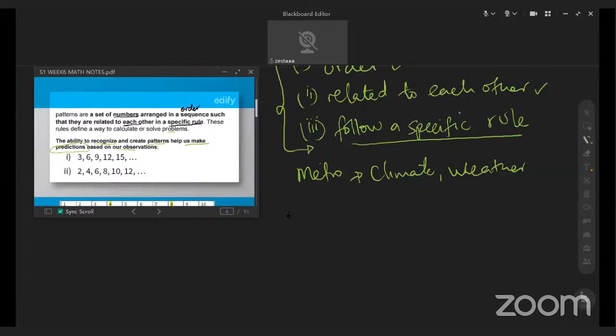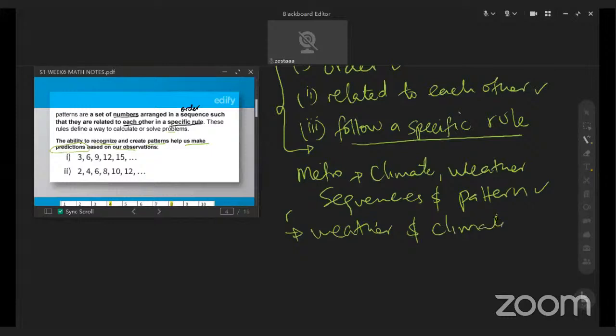So for example, they can say, last week it rained. The other week on Tuesday, it didn't rain. So they can use that to tell you that in the next 5 days, this is what is going to happen. In the next 2-3 weeks, this is the weather. So you'll see that they use sequences and patterns to carry on a prediction. So in predicting the weather and the climate of a place, we use sequences and patterns.